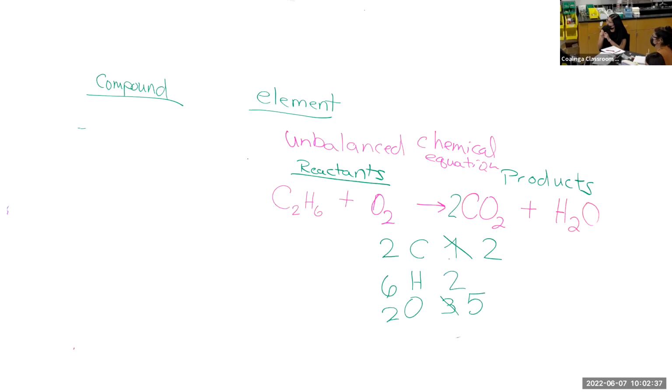Everybody see that? Anybody not see that? It can take a couple of times to get there, but you'll get there. Is it balanced? No. So what about the hydrogen? If we put a 3 in front of the water, 3 times 2 is 6. So then that gives me how many oxygens here? 7. So it's a total of 7.